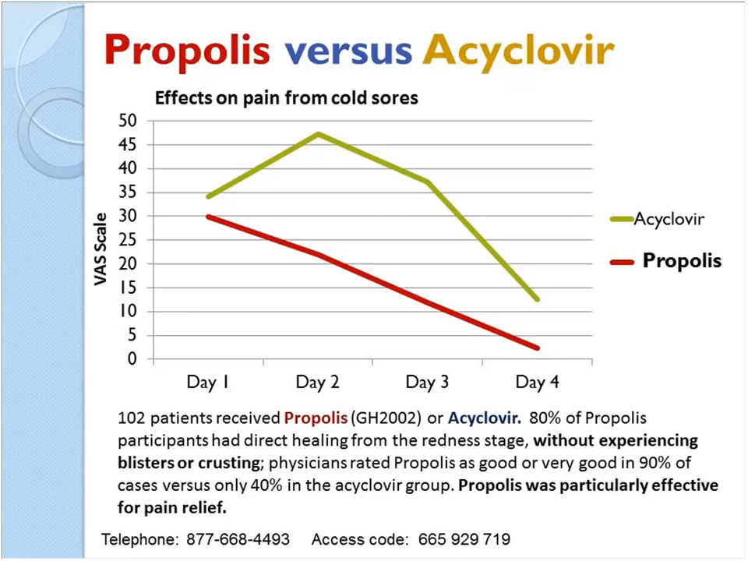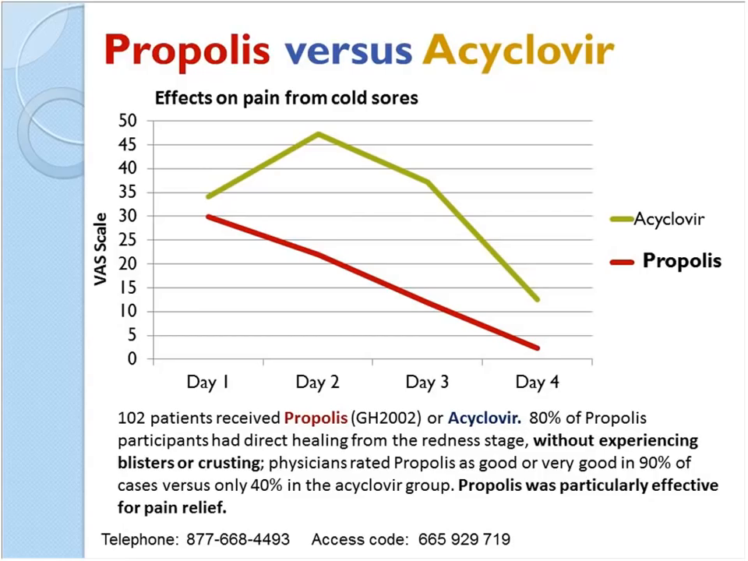It's a clinically validated way to evaluate subjective symptoms like pain. So for the people in the propolis group, they rated their pain around a 30. All of the members on average rated their pain between 30 and 35. It began to decrease immediately by day 2. That was down to about 22 or 23.